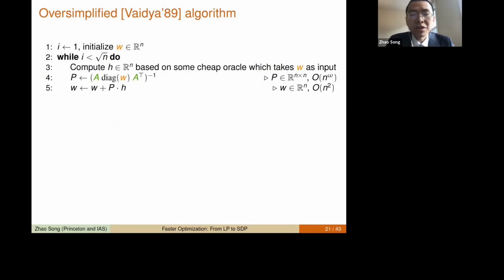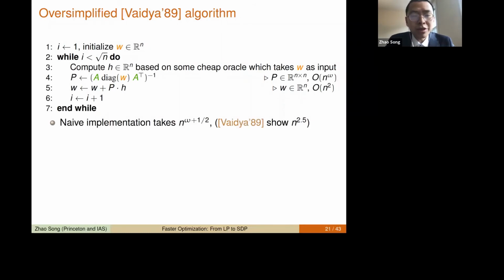And the P times H is the matrix vector multiplication. This takes n squared time. And then you increase the counter and you finish the while loop. So a naive implementation of this algorithm takes n to the omega plus 1/2, because you have root n iterations, and in every iteration the bottleneck is from line 4. However, Vaidya did something non-trivial, which only takes n to the 2.5.